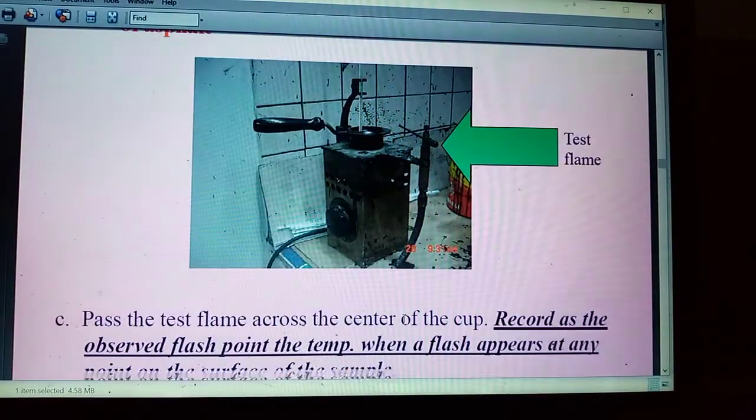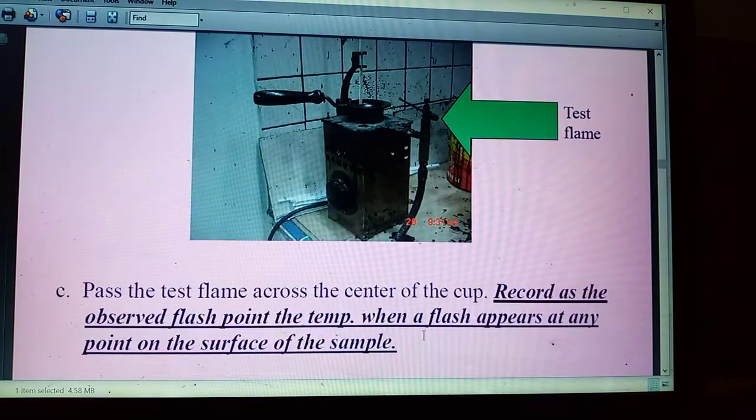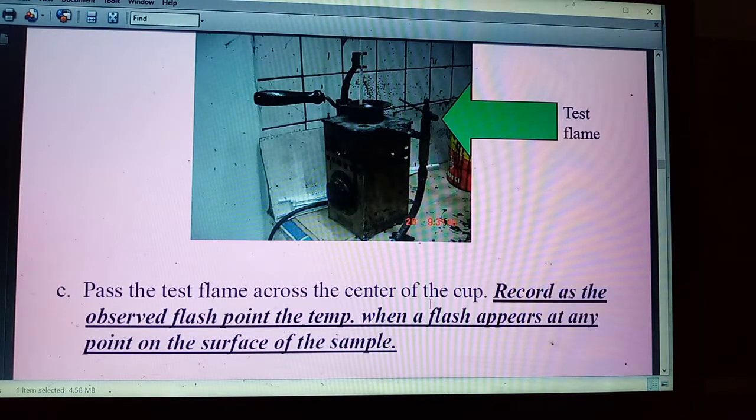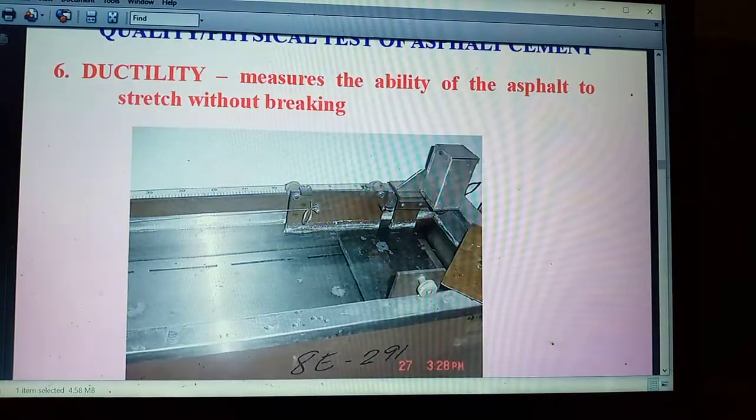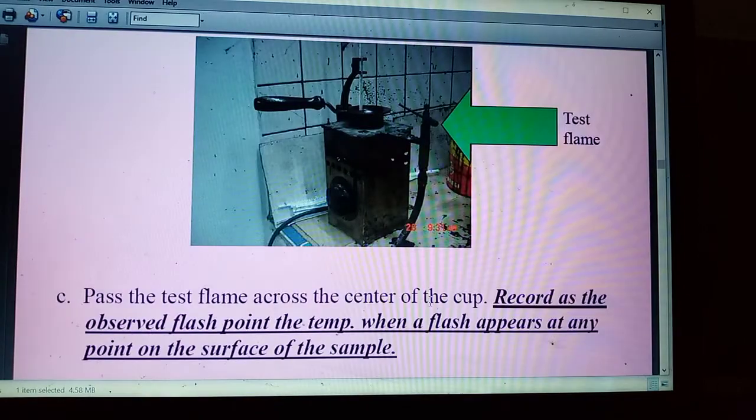Then pass the test flame across the center of the cup. Then record as the observed flash point of the temperature when a flash appears at any point on the surface sample. So ano ba yung flash? Yung parang nag-iilaw, okay?